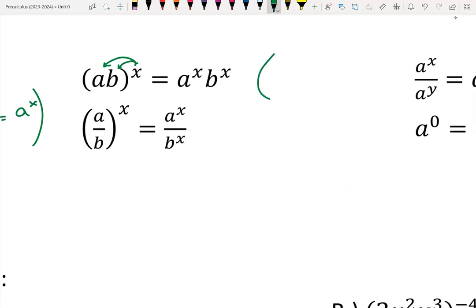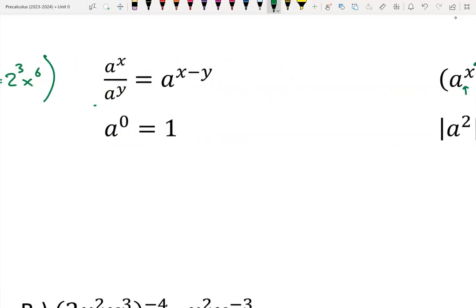So just a quick example, if I had, say, (2x squared) to the third power, I could distribute that in, and that would become 2 to the third times x to the 2 times 3, 6. And that would be a quick example of that. Here we have a very similar example. It's just now with division, x going into both.